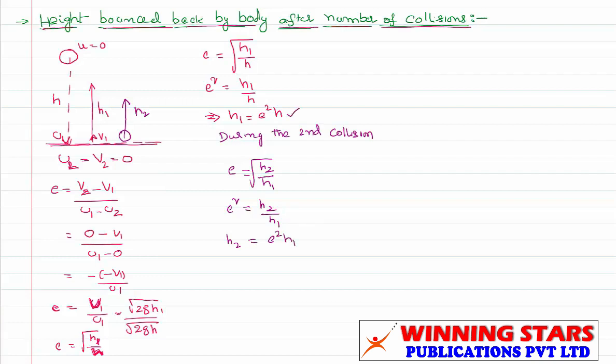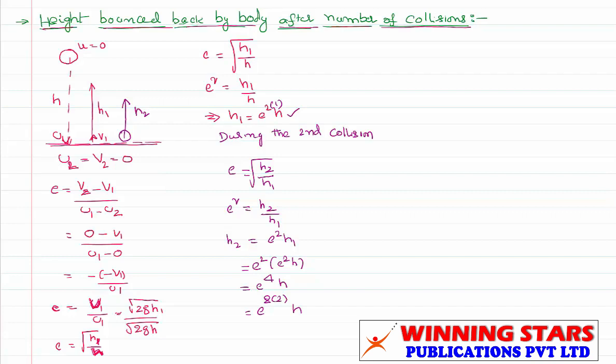But I know h1 in terms of the basic height from which the body started falling as e square h. So e square in place of h1, again e square h. That is e power 4 times h, that is e power 2 into 2 times h, whereas in the first case it was e power 2 into 1 times h. So after the first collision, e power 2 into h; after the second collision, e power 4 into h, or e power 2 into 2 into h.